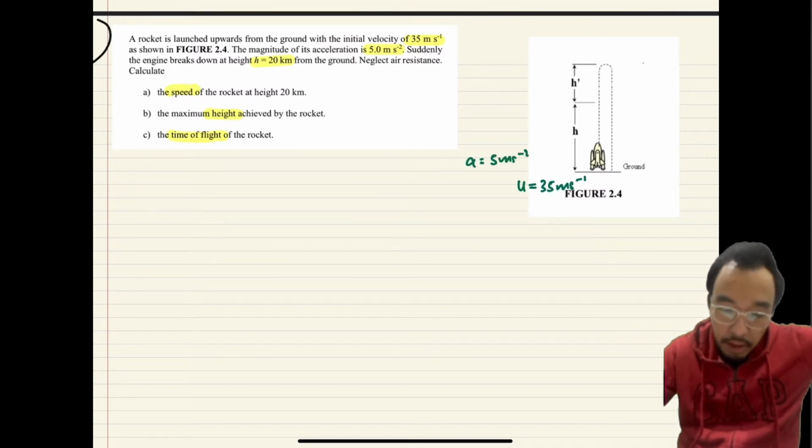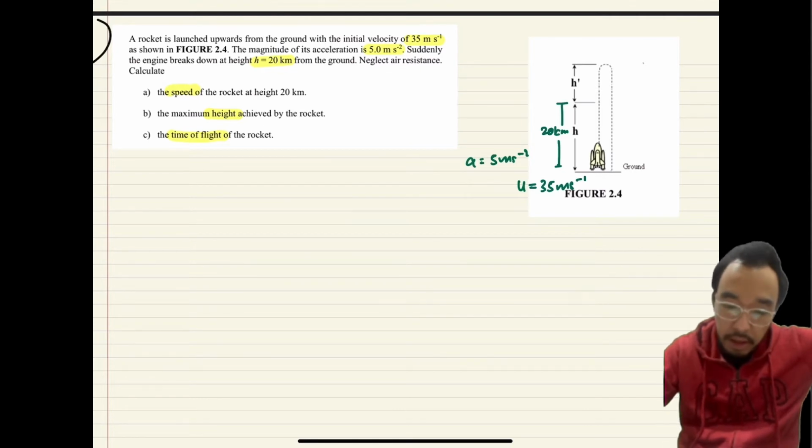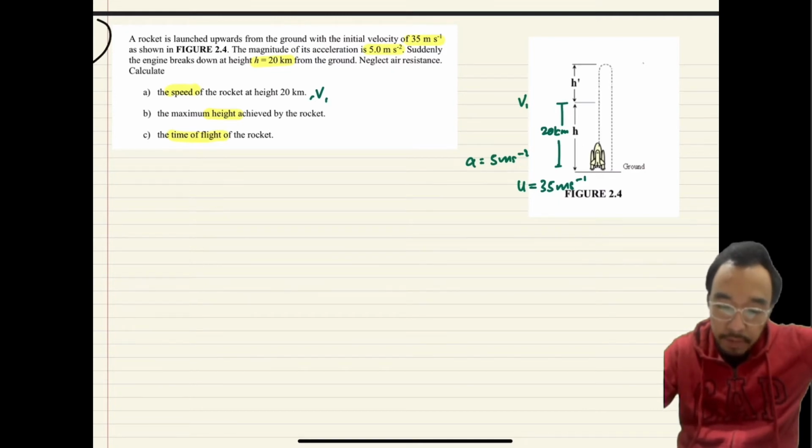Suddenly the engine breaks down at a height of 20 kilo. Okay, so let's say this one is 20 km. This is the displacement when it undergoes acceleration of 5 meter per second square. And then neglect the resistance, calculate the speed of the rocket at the height here. Okay, so this one is the first question, V1. I just put V1 here. The maximum height achieved by the rocket. So the maximum height is here, the total height.